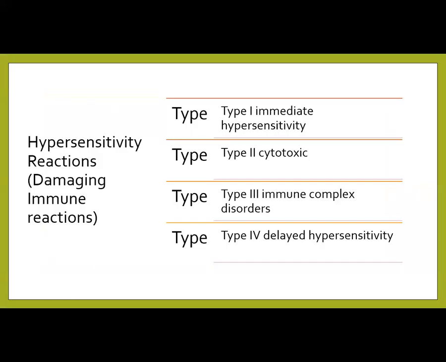Okay, so these are our hypersensitivity reactions, damaging immune reactions. So these are things where our immune system is not working appropriately. And yes, you are going to want to know these. You've got your type 1 immediate hypersensitivity, type 2 cytotoxic, type 3 immune complex disorders, and type 4 delayed hypersensitivity.